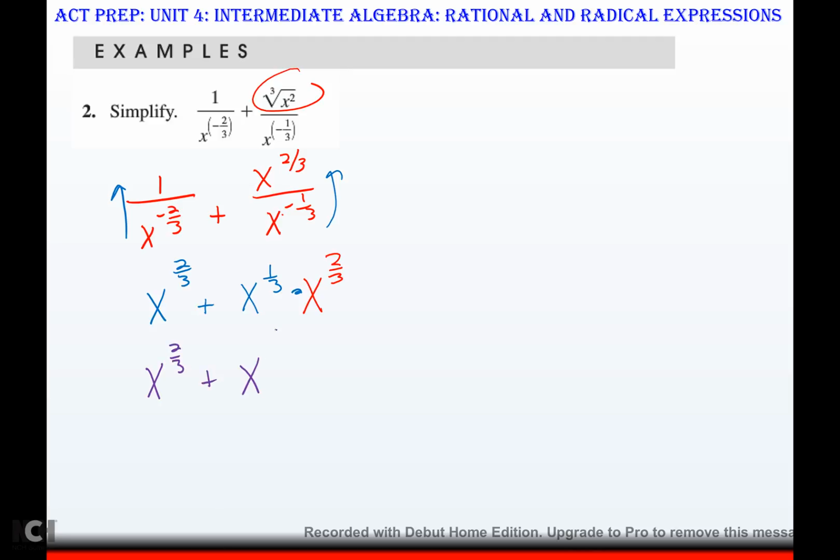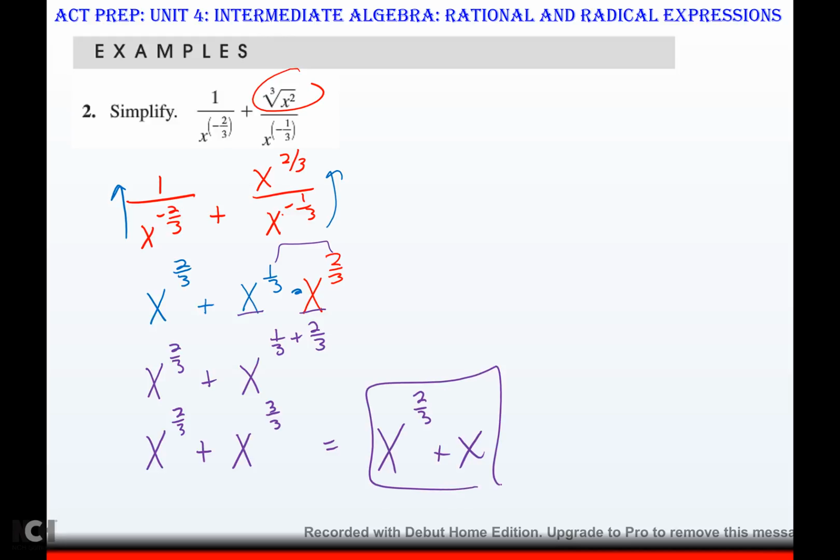This becomes x to the 1/3 plus 2/3, because when you multiply powers, you add exponents. So that's x to the 2/3 plus x to the 3/3. That's x to the 2/3 plus x, because 3 divided by 3 is 1. And that's as far as I can go. Again, you're simplified when you no longer have negative exponents and all of your radicals are in simplest form.